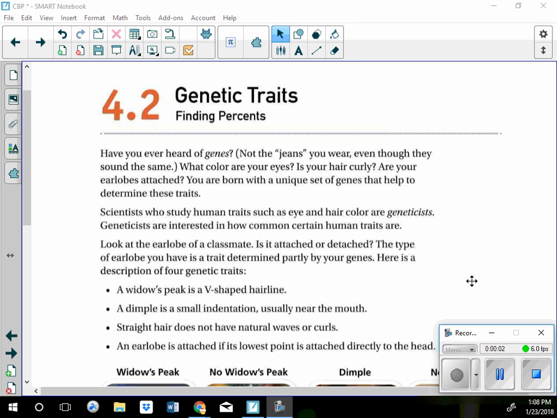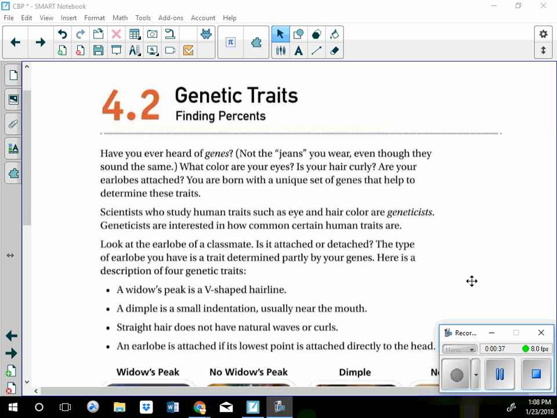All right, crew. You just read the introduction to section 4.2, where you learned a little bit about genetic traits. You get genes from your mom and from your dad, and that tells what you're going to look like. I saw some of you lifting your hair to see if you have a widow's peak. Some of you were examining your ears to see if they're attached or detached. These are all different traits people have. We're going to use this to get to our main goal today, to find percents.